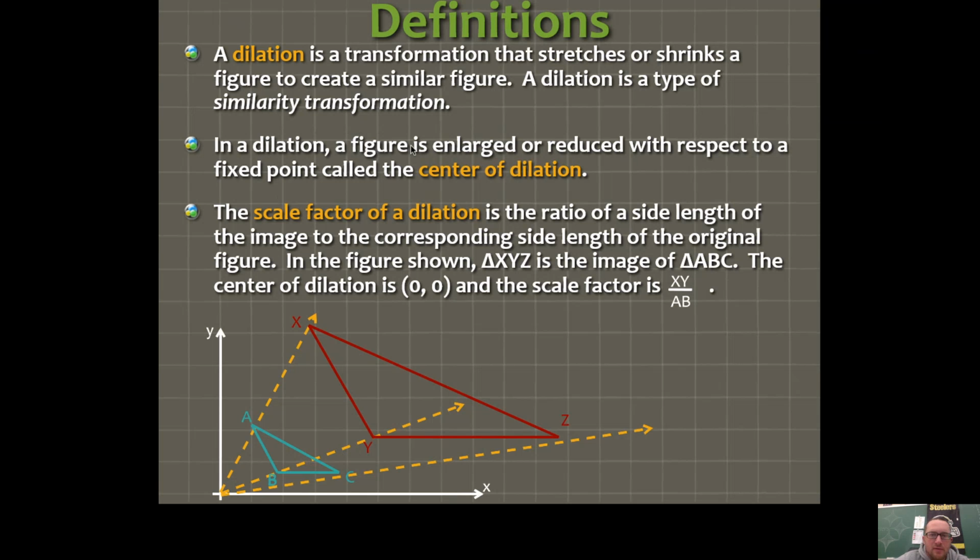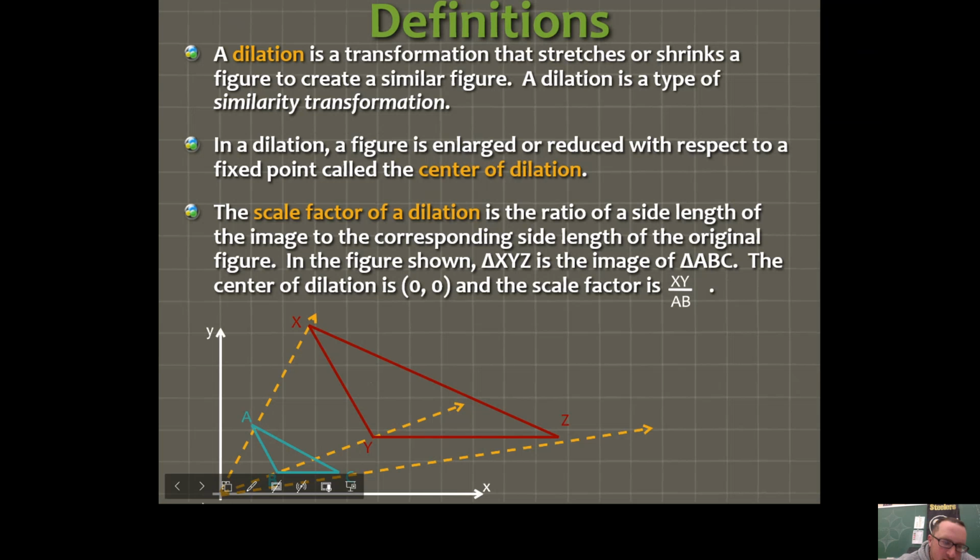In a dilation, a figure is enlarged or reduced. So small to large would be the enlargement. Large to small would be the reduction, with respect to a fixed point called the center of dilation. Every one that we use or we see, the center of dilation is going to be the origin.